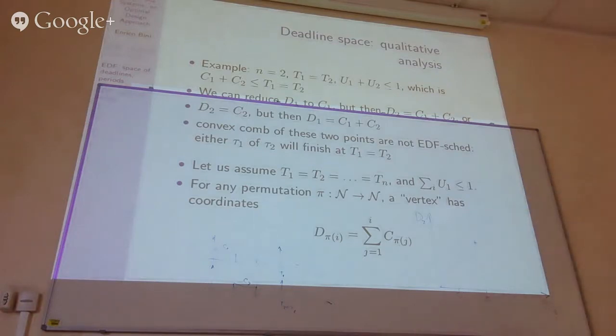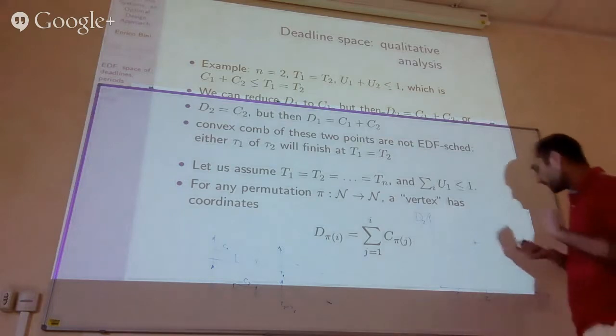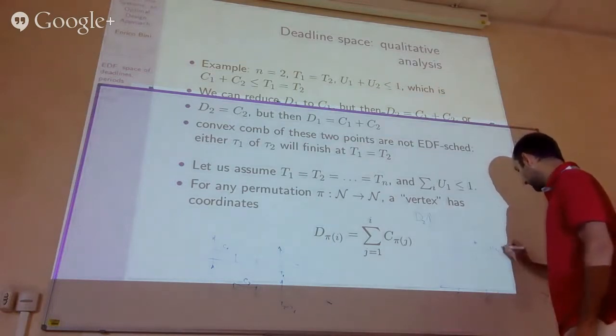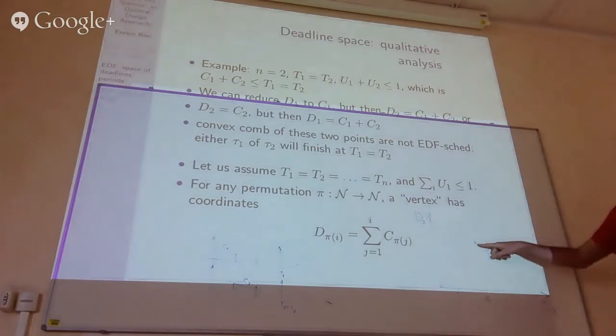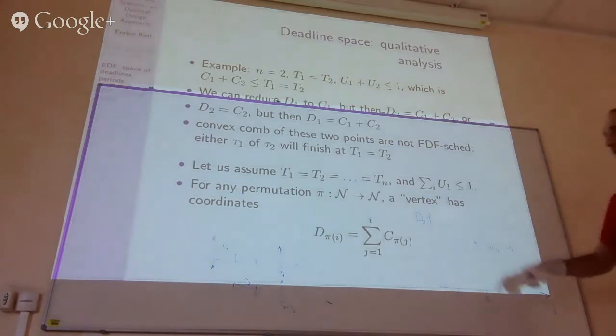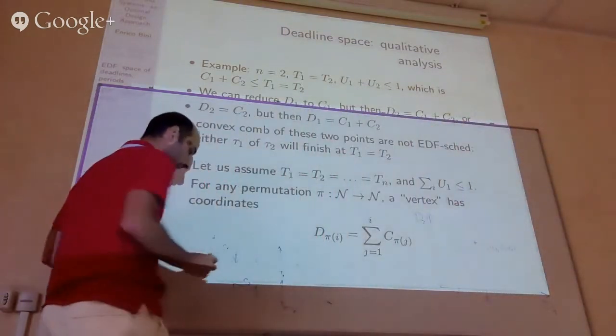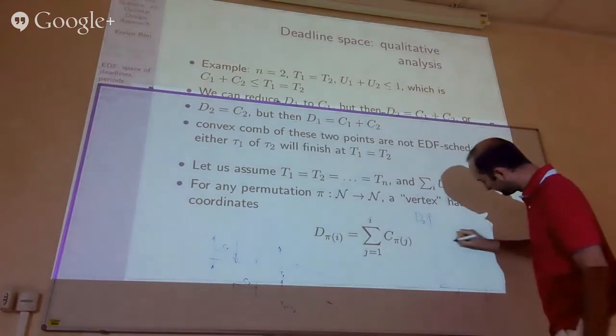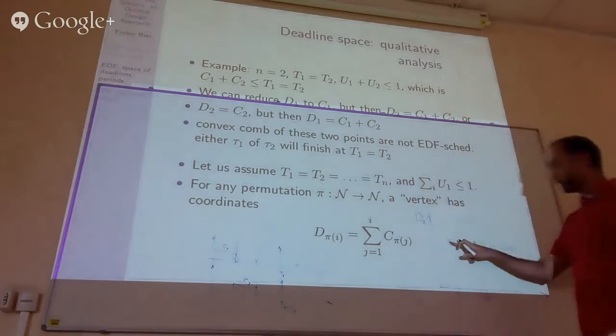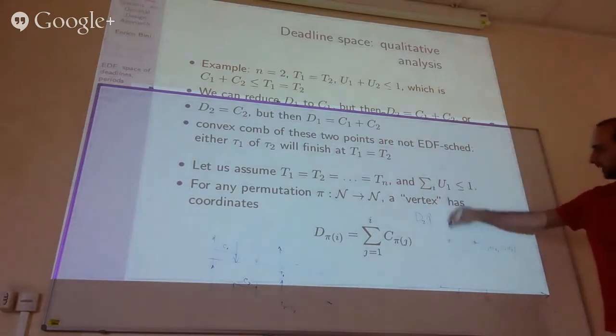Anybody try? So this point is good. So this point we said it is C1 plus C2. It has both coordinates, C1 plus C2, and C1 plus C2. Now, from this point, can I reduce any deadline? Can I reduce one deadline? I can reduce the first one down to C1. And it is feasible, right? It is okay. So I can reduce D1 down to C1. This is something I can do. And of course, as usual, when this point is good, also everything here is good.